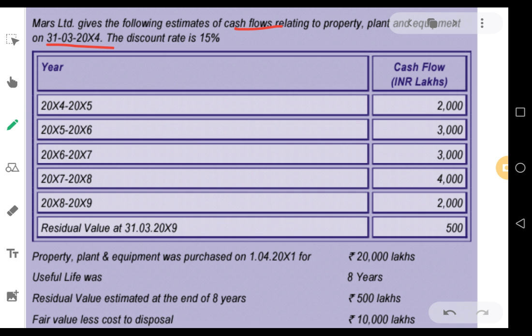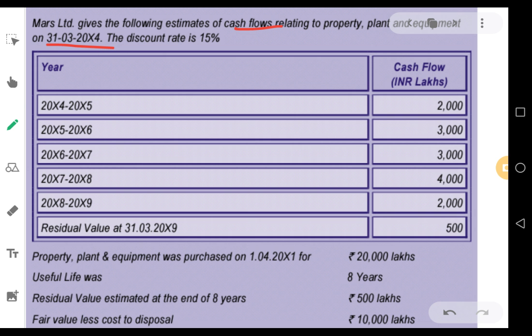So on this particular date they have given. So 2014 March 31st date they have given cash flows, meaning they have given the cash flows after the date, because it should be future cash flows. They cannot give for 12, 13 or 11. They should only give for 15, 16, 17, 18 like that.